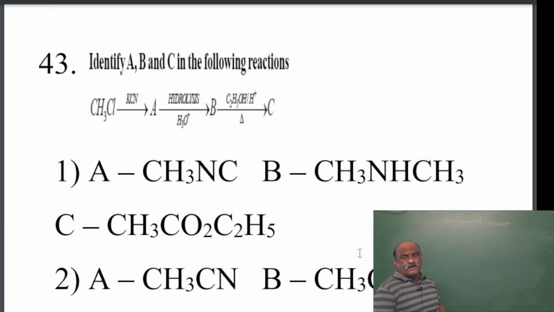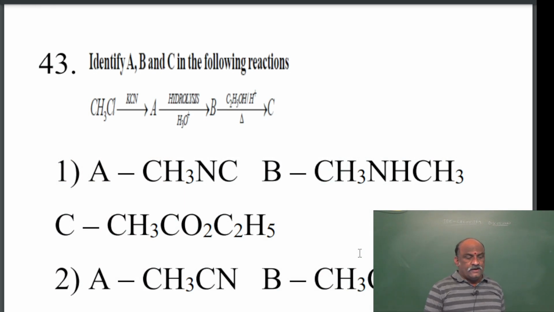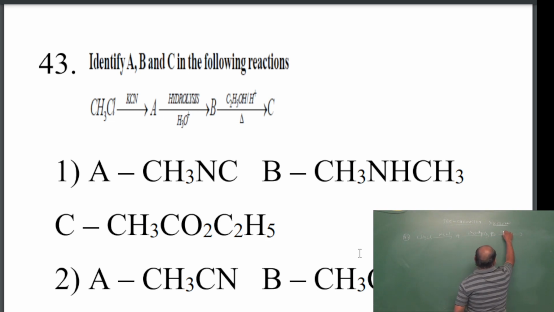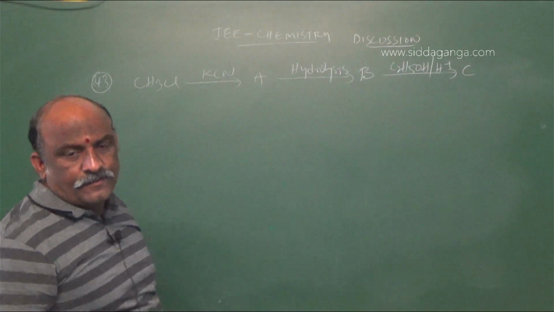Identify A, B and C in the following reactions. CH3Cl with KCN gives A. Hydrolysis gives B. Then C2H5OH plus acid gives C. So what are A, B and C?